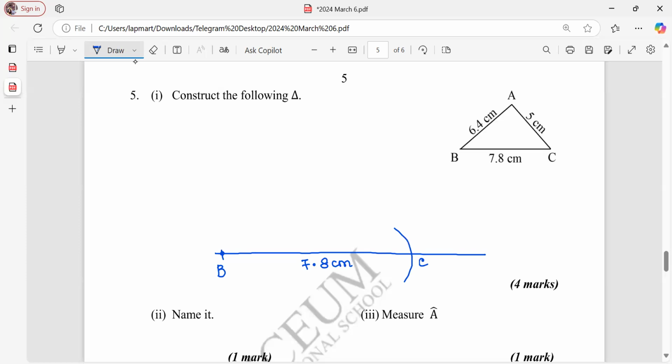Then you take the 6.4, again you measure 6.4 with the compass and you keep the point here on B and draw a big arc like this, right? So that's it. And once you are done, first you may do that 6.4 arc.